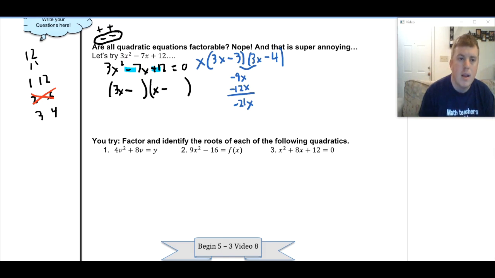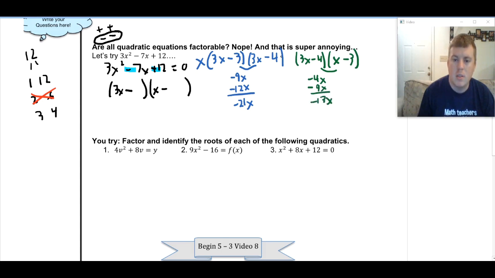Let's just try to make sure, since 3 and 4 are so close together, let's just try switching that around. So let's put the minus 4 in with the 3 there, and put the minus 3 in with the x. When we multiply these together, it's going to give us negative 4x and negative 9x, which is going to be negative 13x, which is still not going to work. So we can see that we've tried both of these two, and they're not going to work.